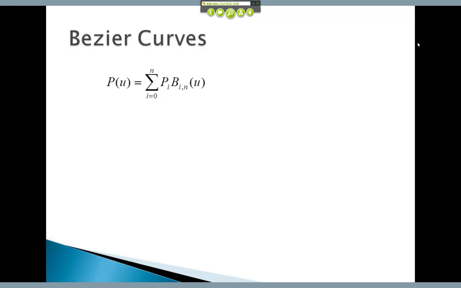And the B is the blending functions. What were the blending functions for the line? 1 minus u and u were the blending functions. So this B here are the blending functions for this curve. The blending functions actually have two parts to them. They're referred to as the Bernstein polynomial. It has this C(n, i), u^i, (1 minus u)^(n minus i). So that's the Bernstein polynomial.